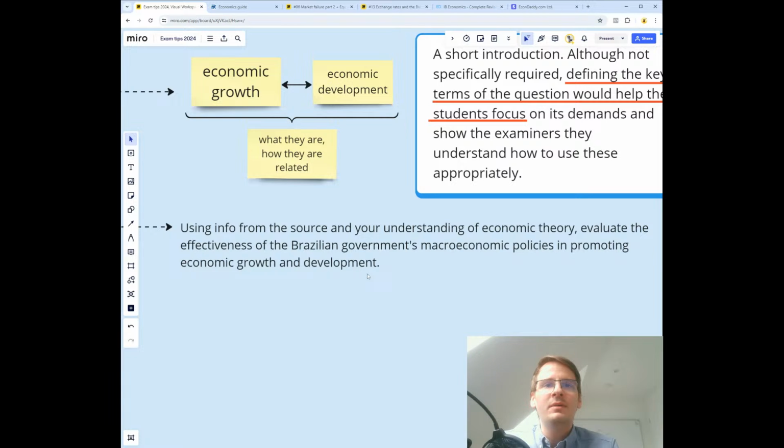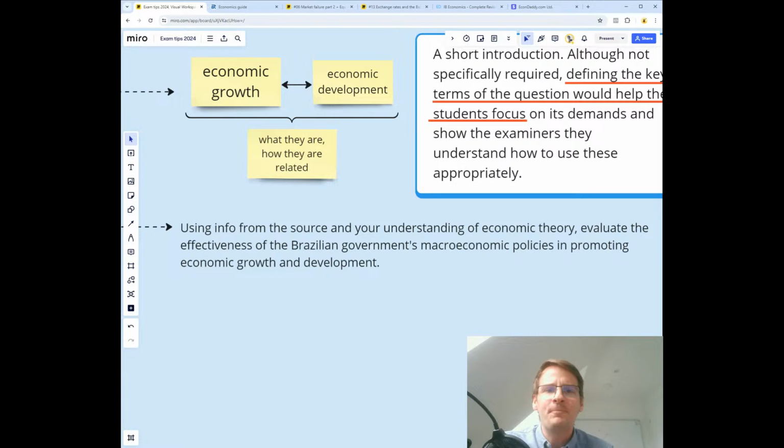Now, many students mistakenly would start writing about possible policies of the Brazilian government that the government could be using. But the question is not asking you to come up with policies. The question is asking you to evaluate the effectiveness of the Brazilian government's macroeconomic policies, which are in the text. So you shouldn't come up with policies of your own here and start talking about these made up policies, because that's not what the question is about.